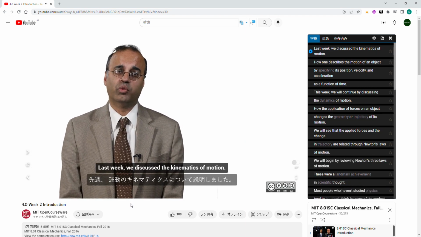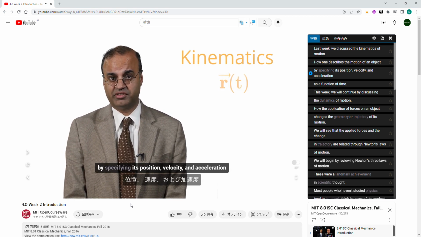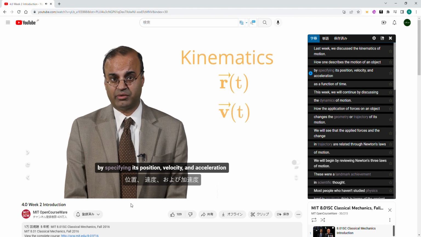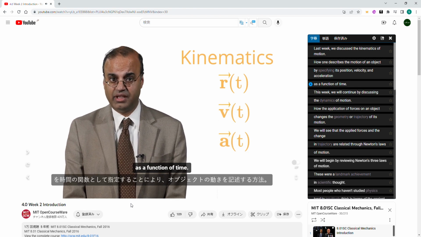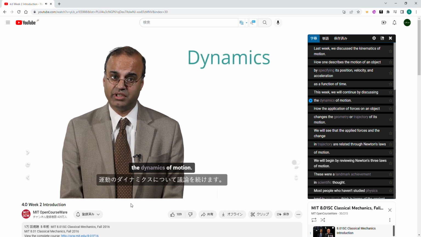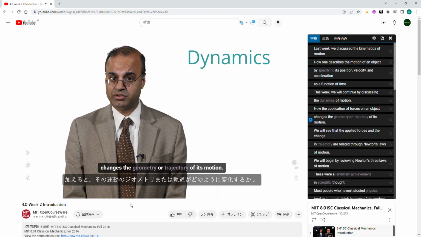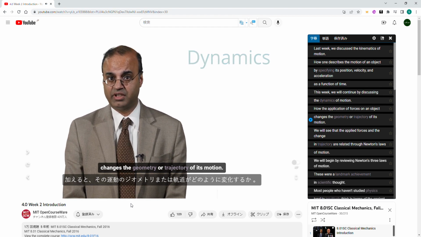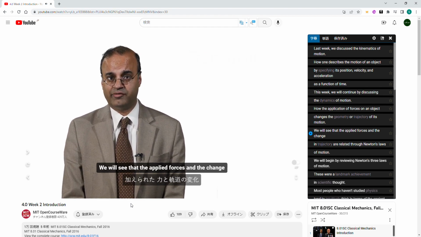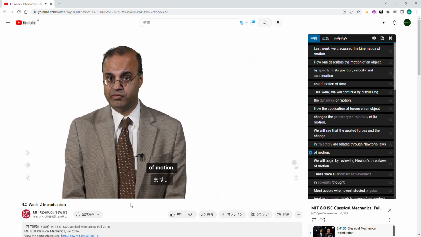Last week, we discussed the kinematics of motion, how one describes the motion of an object by specifying its position, velocity, and acceleration as a function of time. This week, we will continue by discussing the dynamics of motion, how the application of forces on an object changes the geometry or trajectory of its motion. We will see that the applied forces and the change in trajectory are related through Newton's laws of motion.